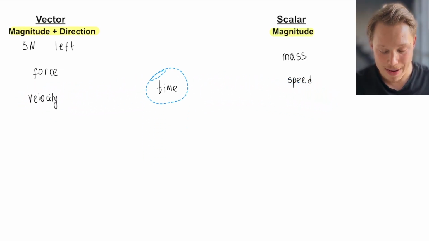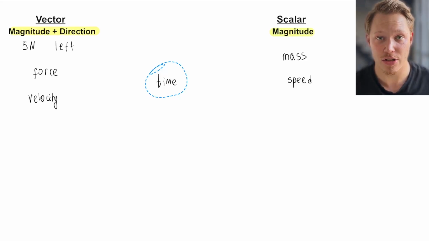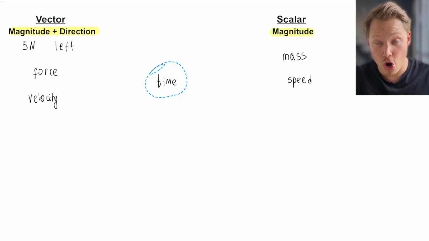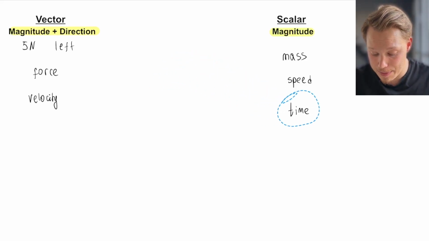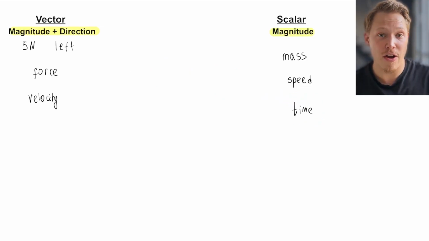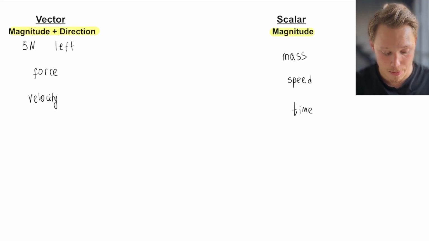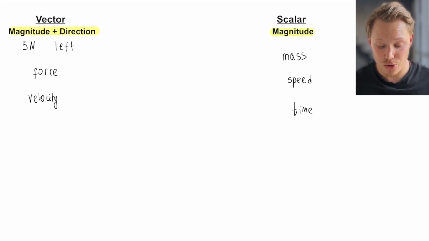Now, what about time? Can time have a direction? Hopefully you answered no, because time, again, it doesn't make sense to say that you're moving 5 minutes to the left or 5 minutes to the right. Time only moves in one direction, right? Time can only be a positive number. That is the difference between vectors and scalars.